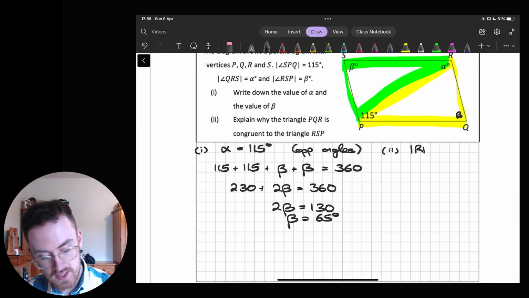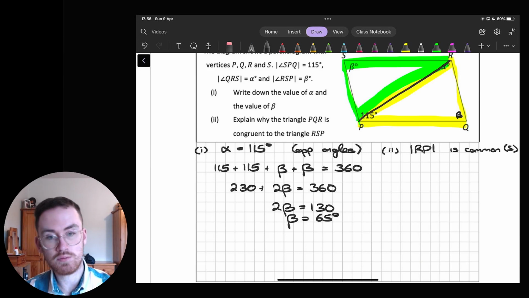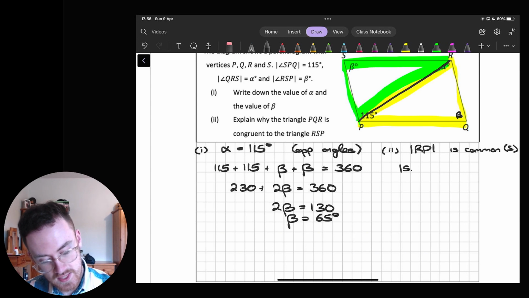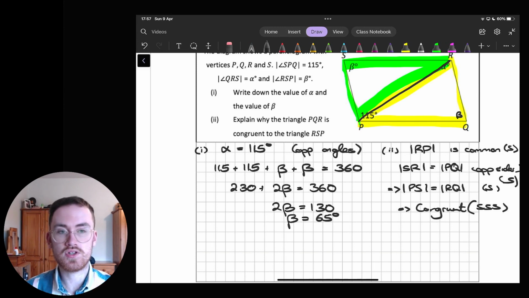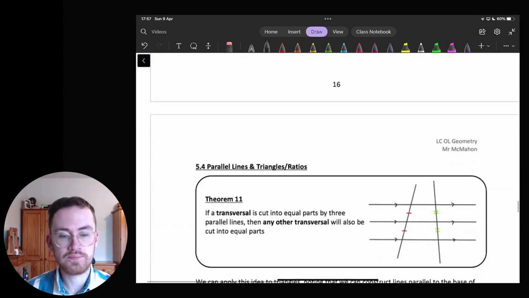But if we were to write it out again, PR is common, so that's the middle one, a side that's common to both triangles. We can say then that SR is equal to PQ, because they're opposite sides. And similarly, PS is equal to RQ, again because they're opposite sides. So they are congruent because they are side, side, side, because all the sides are equal to each other.